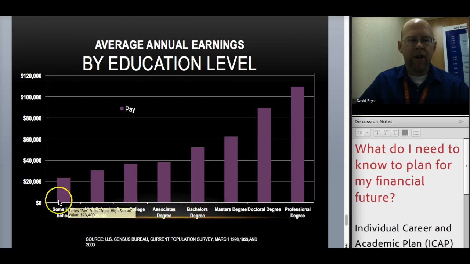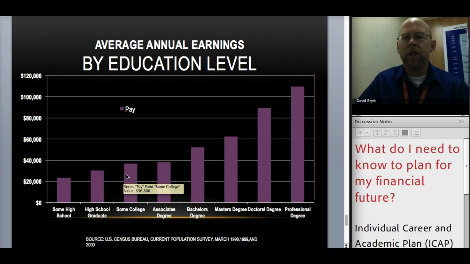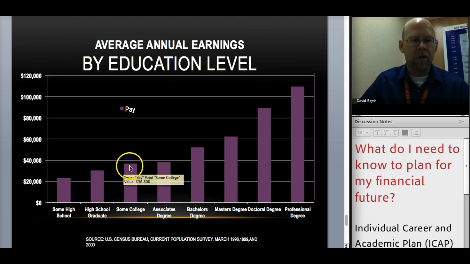We'll start in this category here, right? If you have some high school, this is generally speaking the average salary for you. If you've graduated high school, it goes up a bit, right? You see that? So now we're, I don't know, $30,000, right? If you do some college, like say you've gone to CCA while you're in high school, but you haven't graduated yet, look how much that increases your average earnings. You're more employable, your employers are going to notice that sort of thing.